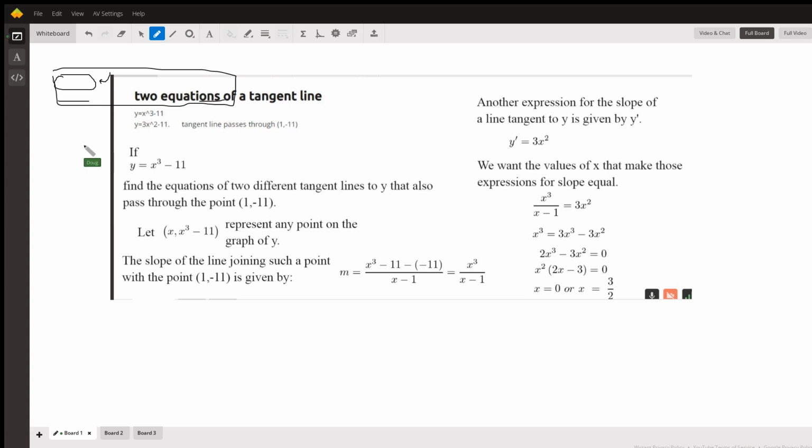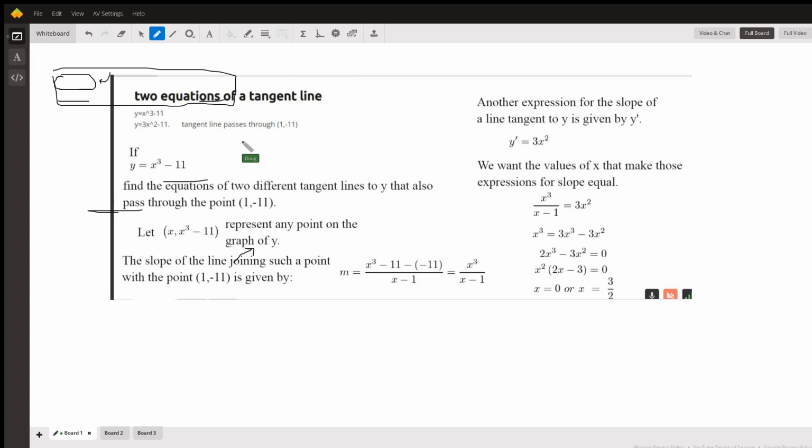Okay, so what we're essentially saying is that if y equals x cubed minus 11, find the equations of two different tangent lines to the graph of that function that also pass through the point (1, -11). Okay, so if we think of this point right here as any point on the graph of that function, for any x value, the y value is x cubed minus 11, then the slope between that point and this point is given by this formula.